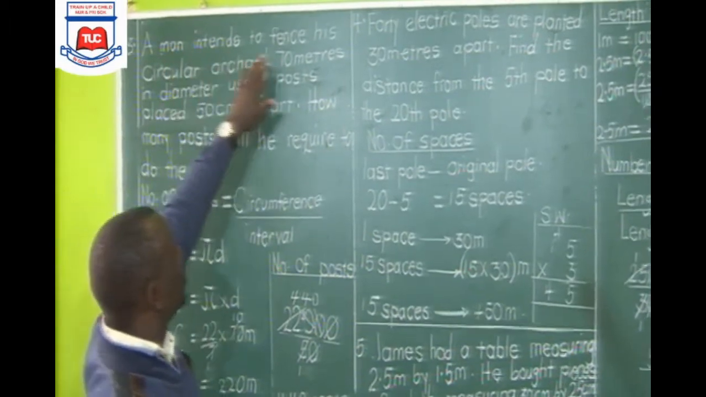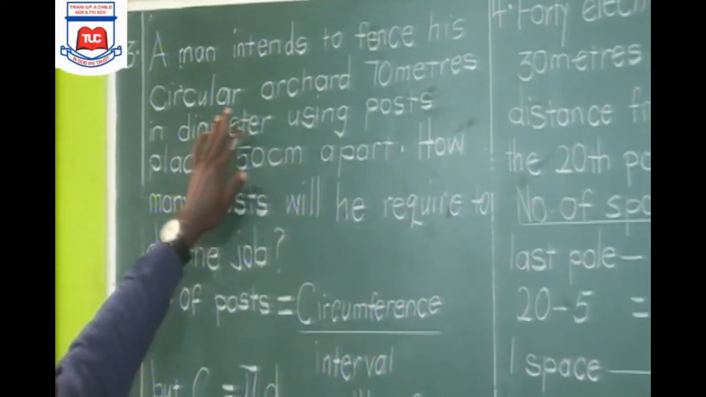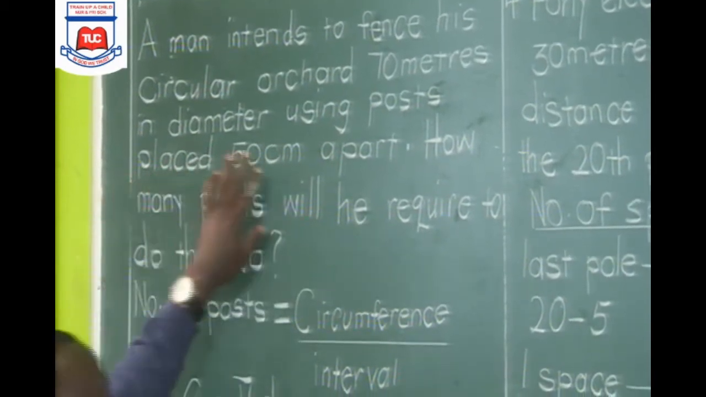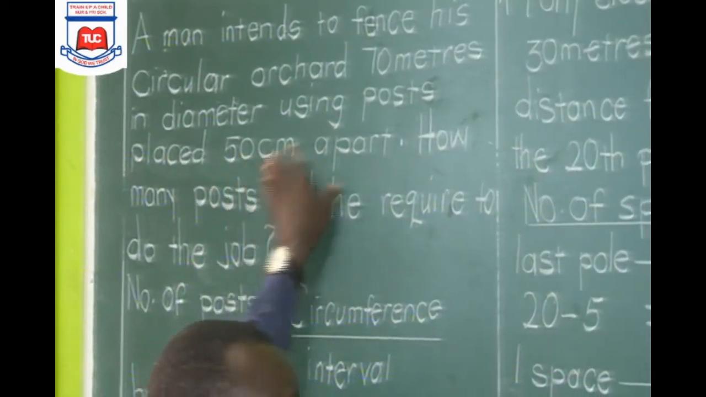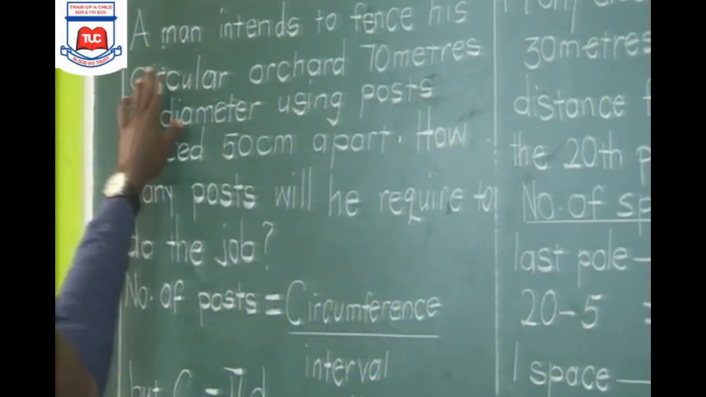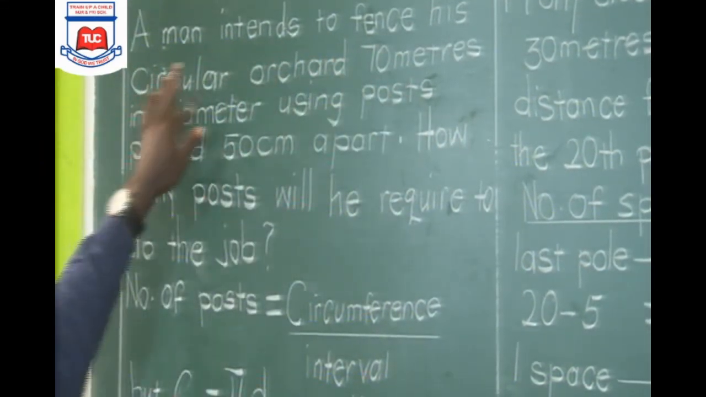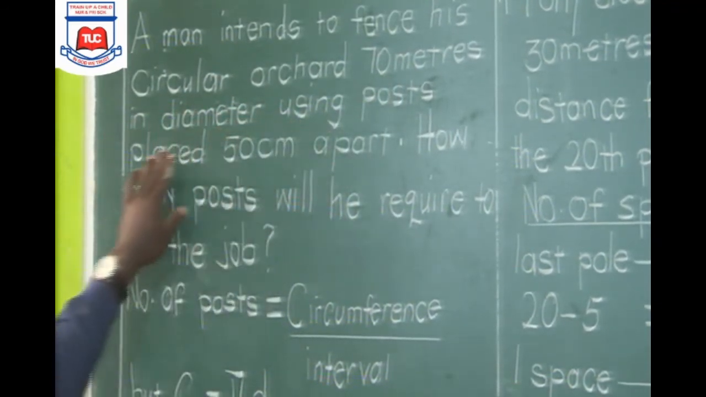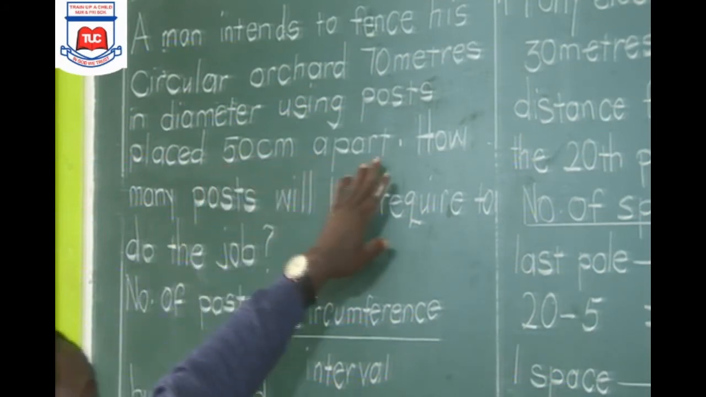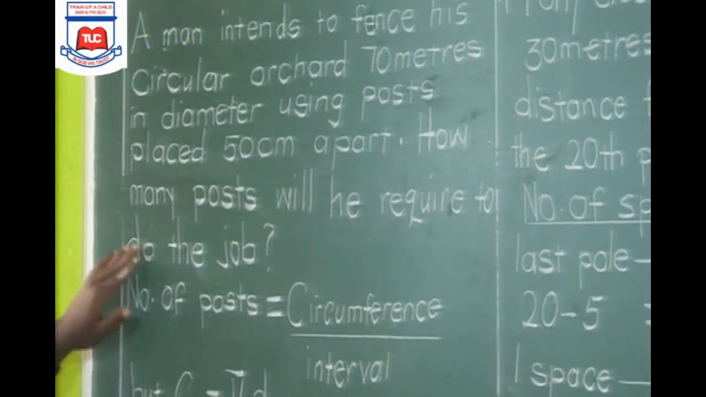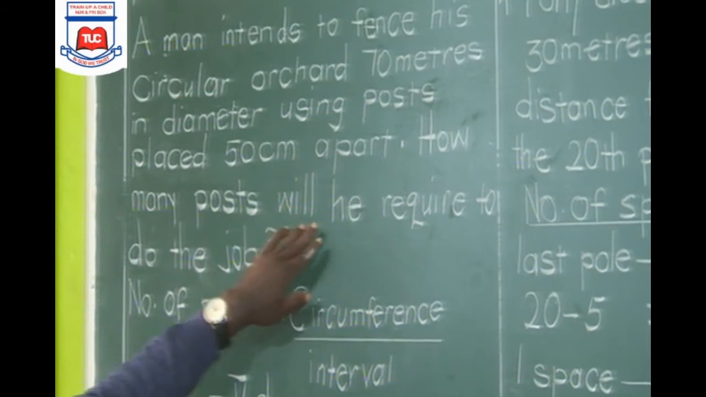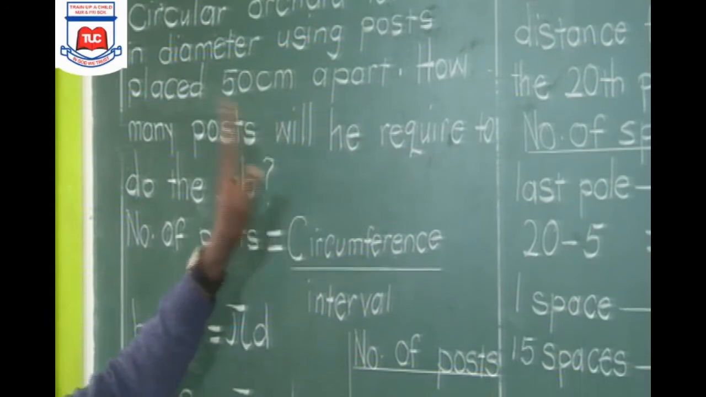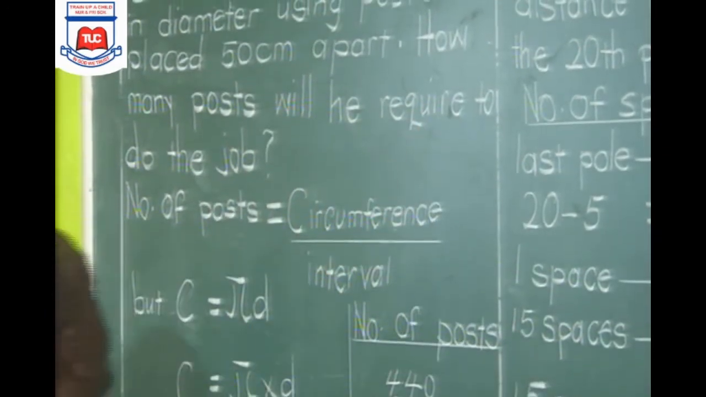A man intends to fence his circular orchard 70 meters in diameter using posts placed 50 centimeters apart. Question: how many posts will he require to do the job?